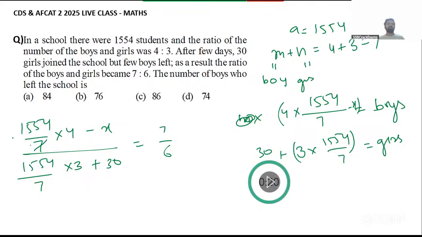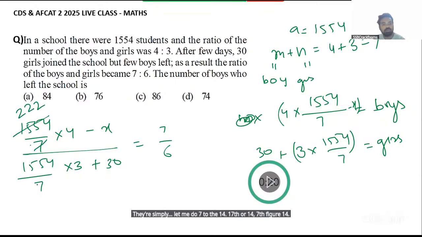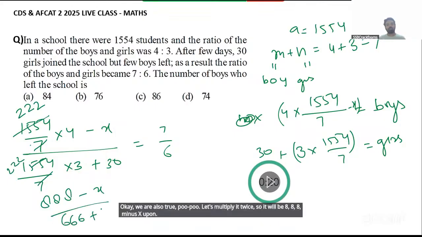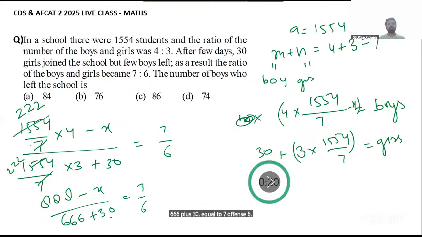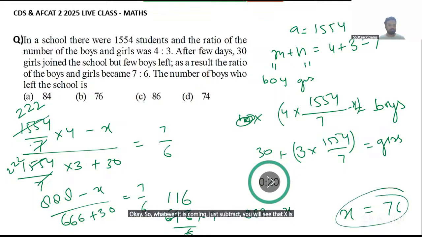Just simply divide 1554 by 7 to get 222, so here also. Just multiply it, so it will be 888 minus x upon 666 plus 30 is equal to 7 upon 6. Now it is 696 into 7 is equal to something, 6 into 888 minus x. Okay. So whatever it is coming, just subtract. You will see that x is coming out to be 70. So option number B is correct.